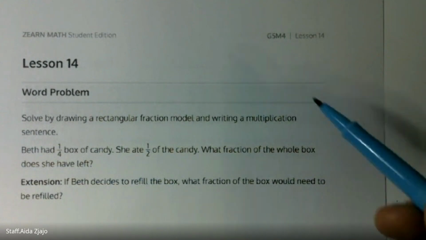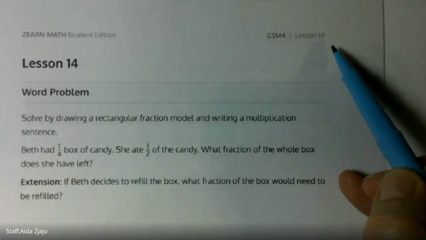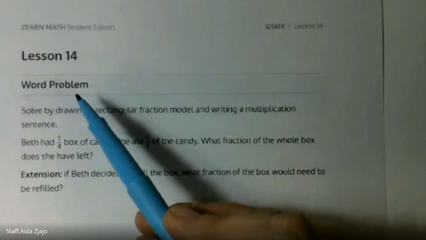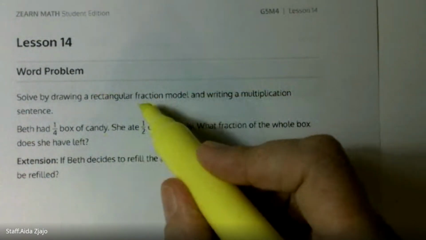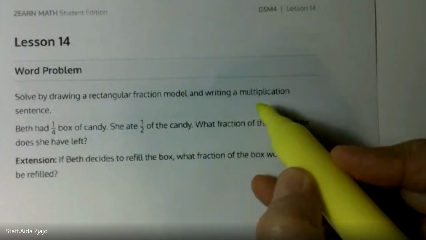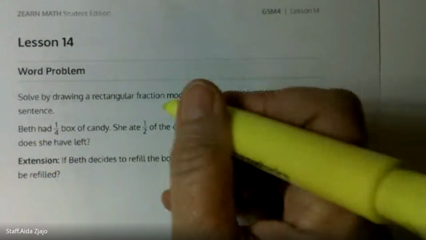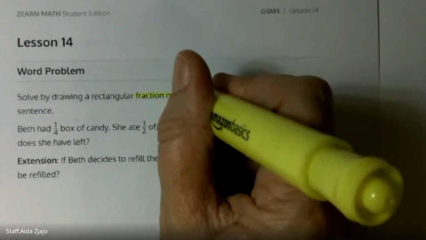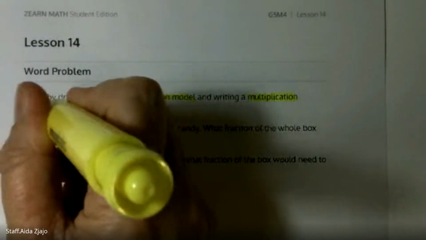Today we're going to talk about grade 5 mission 4, lesson 14. It's a word problem. So let's start. Solve by drawing a rectangular fraction model and writing a multiplication sentence. So we need the fraction model and then we also need a multiplication sentence.